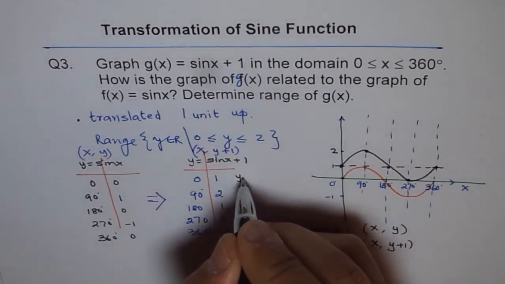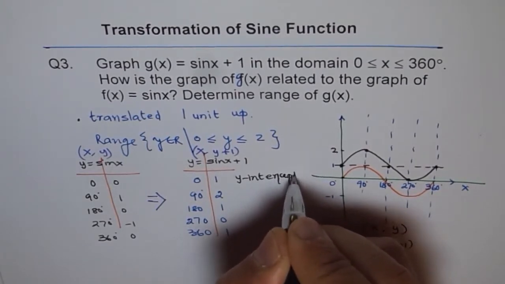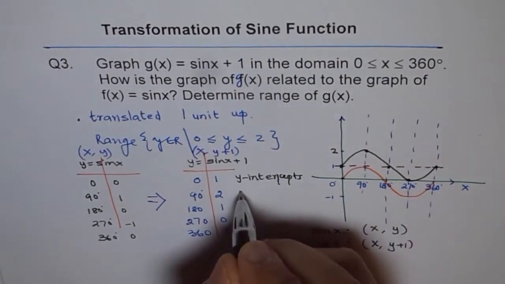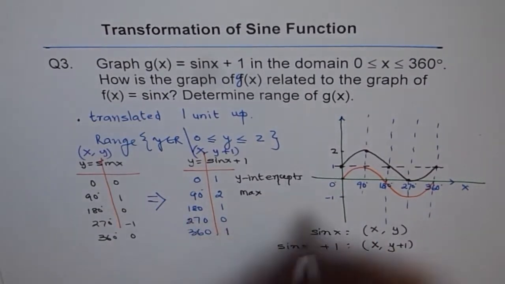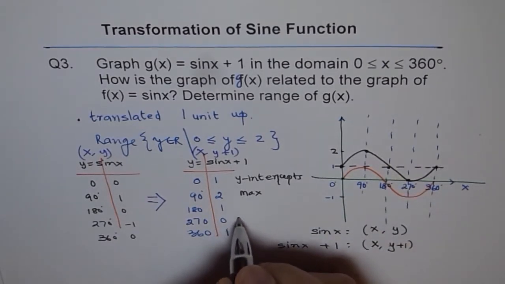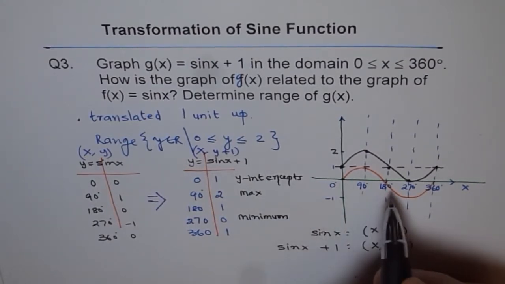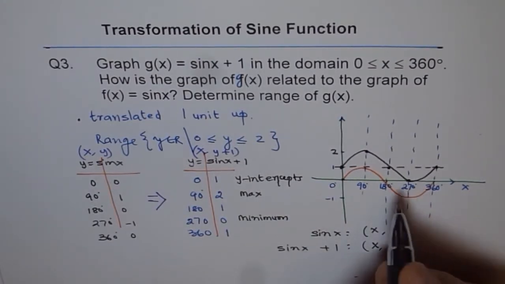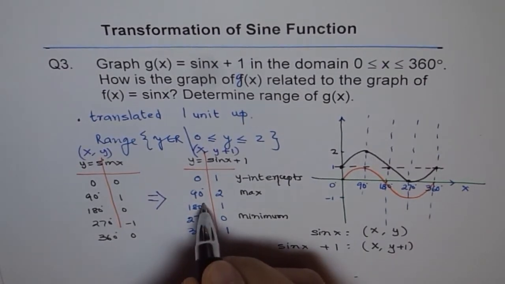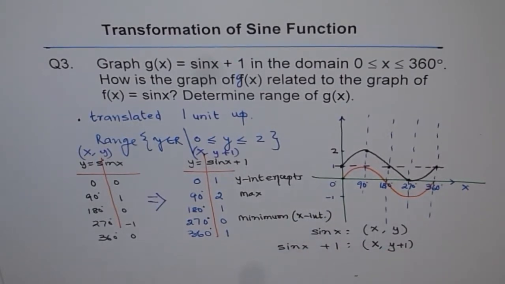This is our y-intercept. Let's understand these points, right? At 90 degrees, we have the maximum. Do you see that? At 180 degrees, again, it is on the axis of symmetry, right? 270 degrees is our minimum. Correct? And we see now we only have one x-intercept, and that is at 270 degrees, correct? So this is the total effect of translation by 1 unit up.